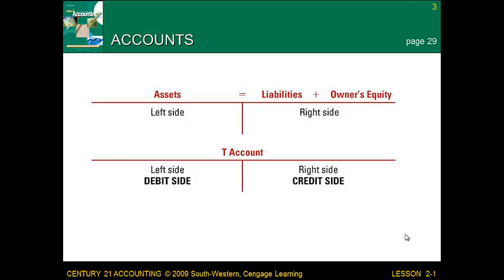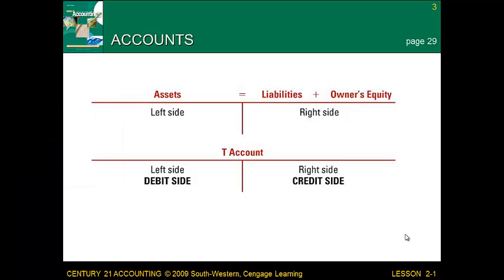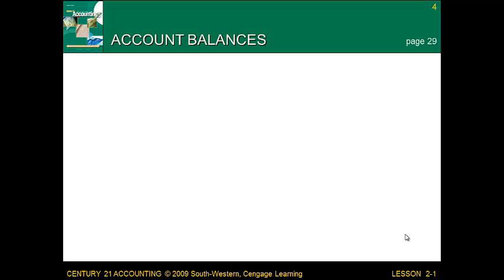Similarly, T accounts have a left side and a right side, just as the accounting equation. The debit side is always the left and the credit side is always the right.